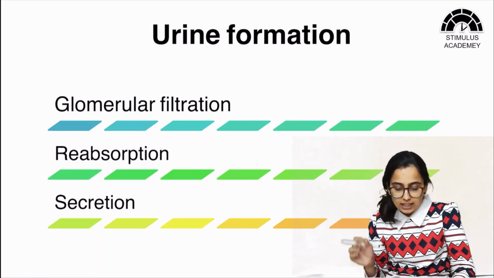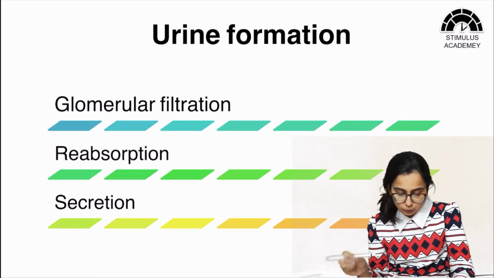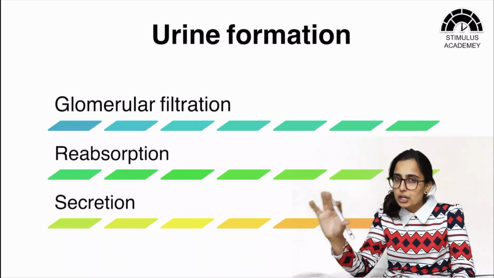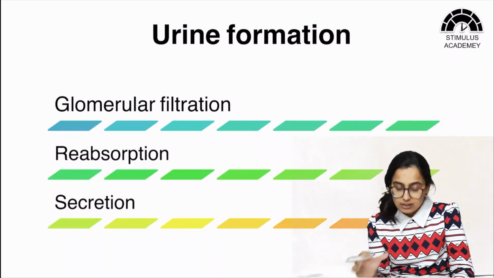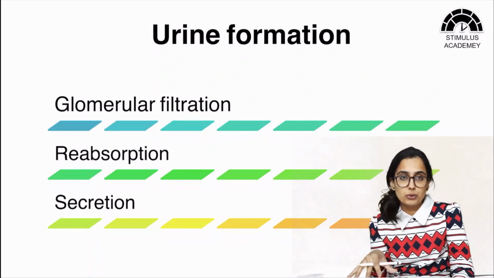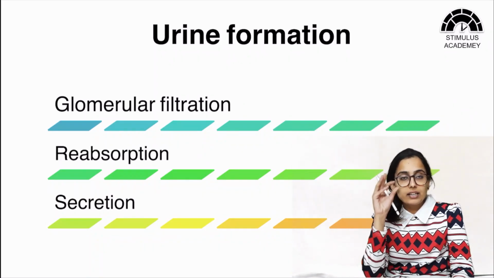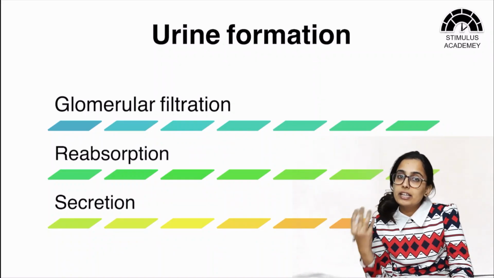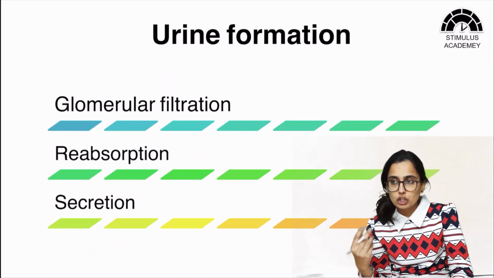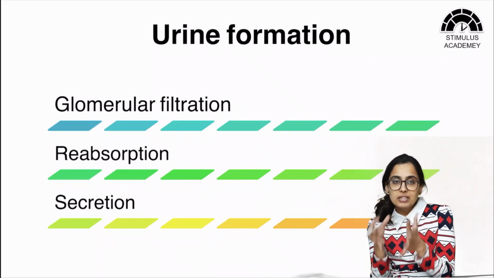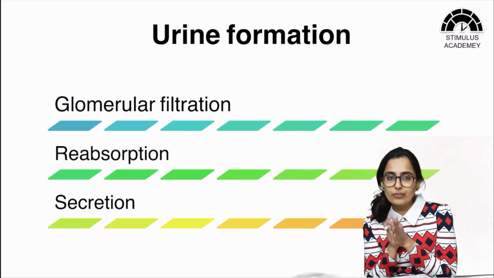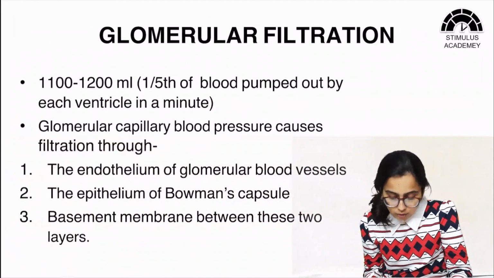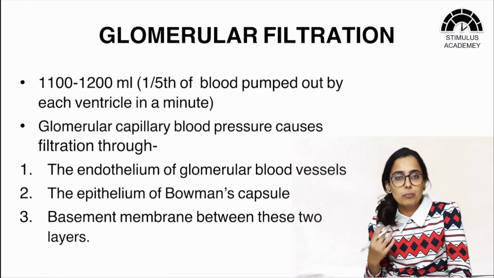Okay, so basically there are three steps in the formation of urine. The first is glomerular filtration. As the name says, there will be filtration of the blood through the glomerulus. Then we have reabsorption, in which some of the substances will be reabsorbed from the filtrate. And then we have secretion, that is, some of the substances will be secreted by the tubules into this filtrate, and this will lead to the formation of urine. Okay, so we'll start with the topic glomerular filtration.